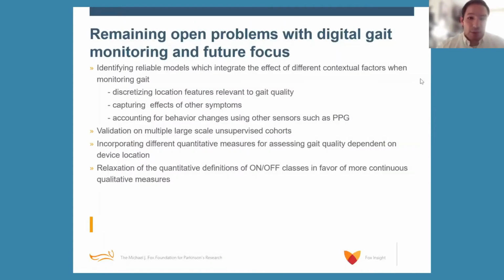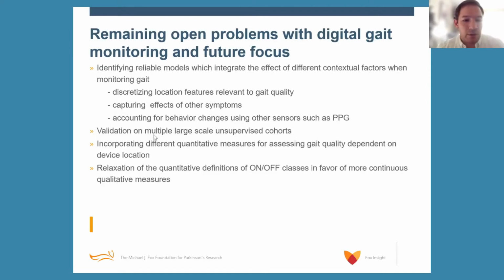So some of the open problems that remain, and if people have ideas, it would be great to hear about it, is identifying reliable models which integrate the effect of different contextual factors for monitoring gait. It's hard, and it needs to be done mostly by people, not by automated machine learning paradigms. It requires discretizing location features in an appropriate way. How do you encode the GPS trajectory? Some of the people in the crowd might have more experience, but this would be graphical models for continuous smooth processes, capturing effects of other symptoms. I showed you gait, we've done tremor, but we're currently looking at ways of doing heart rate variability and other things, which are a bit more difficult.